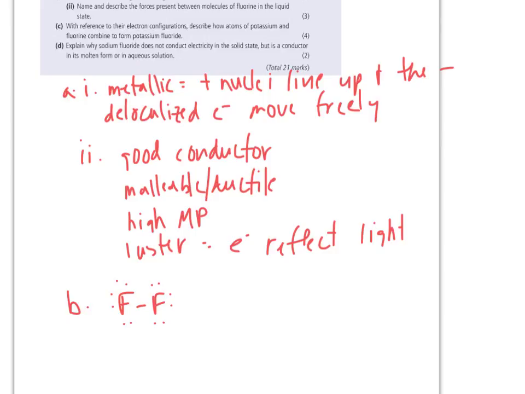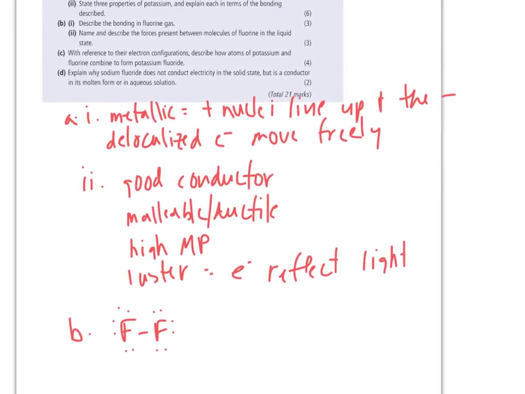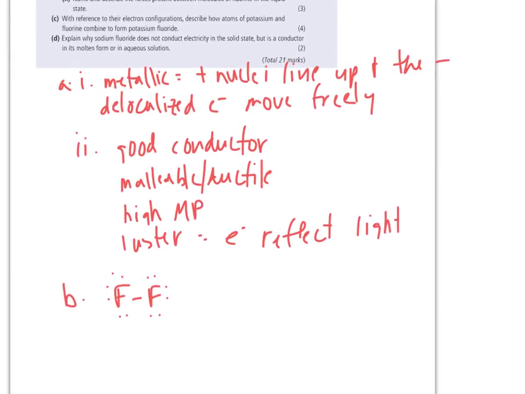And I don't know if it really asked for any properties or not. Oh, yeah, it did. Let me just see my question up here. And it says, name and describe the forces present in the liquid state, because as a gas, it won't have intermolecular forces. But as a liquid, it's going to have London dispersion forces because it's a non-polar bond, which is why it typically exists as a gas.